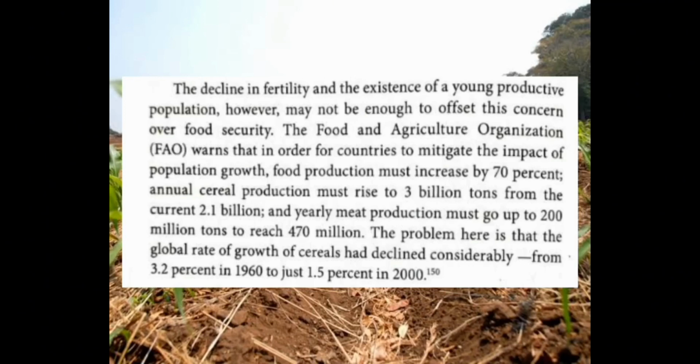And so the annual cereal production must rise to 3 billion tons. So the problem here is that the global rate of growth of cereals also declined, which means your food production becomes slower. It is because the cereals declined considerably from 3.2% in 1960 to just 1.5% in 2000s.